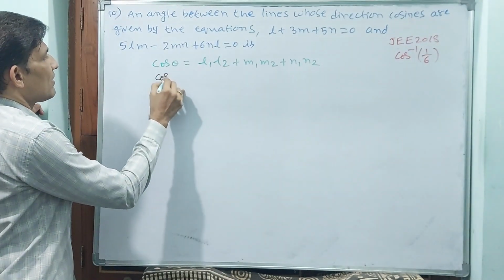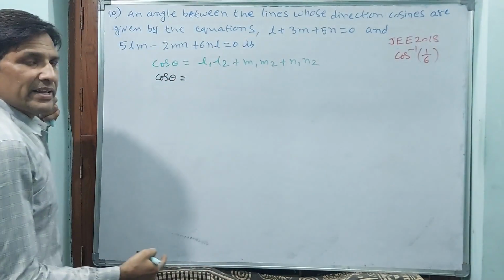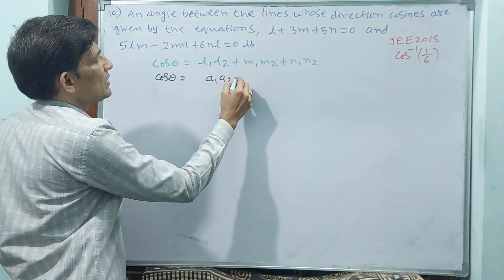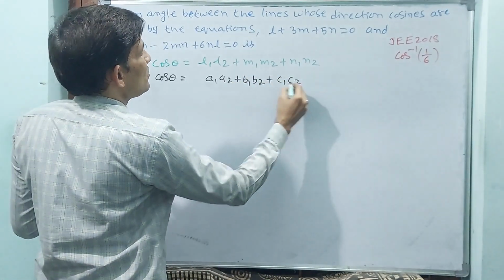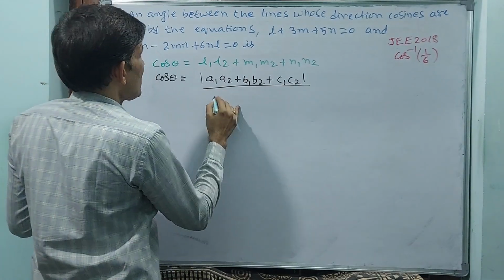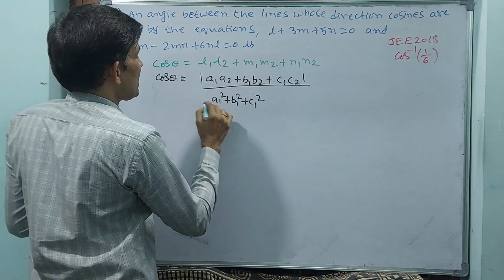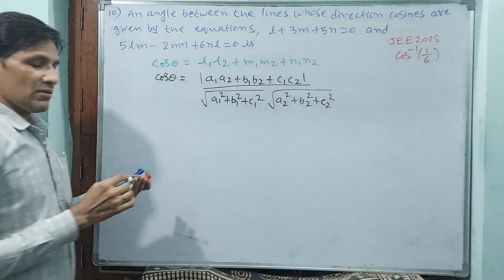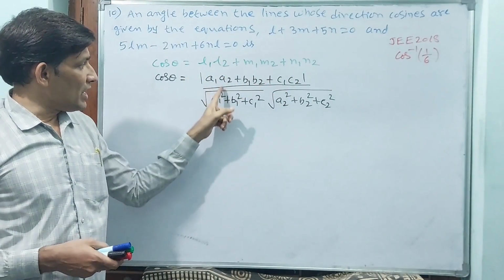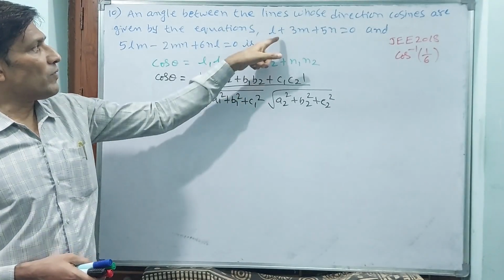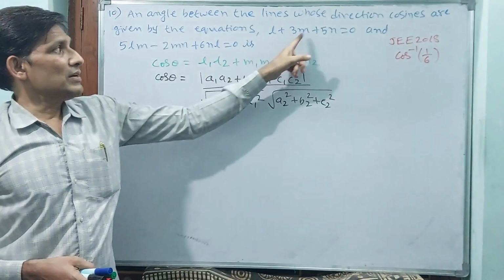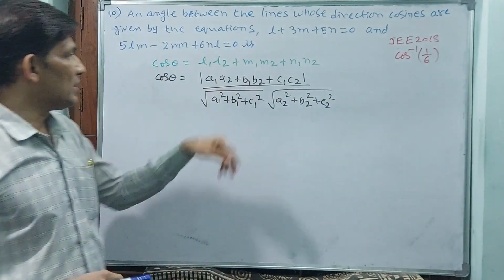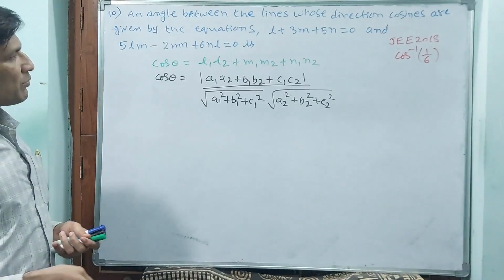This formula is cos theta is equal to, finally theta is equal to cos inverse, you can find the angle. Cos theta is equal to modulus of a1 a2 + b1 b2 + c1 c2, divided by under root of a1 square + b1 square + c1 square, times under root of a2 square + b2 square + c2 square. Here a, b, c are direction ratios, not direction cosines. That means you have to find direction ratios from these two equations. a1, b1, c1, a2, b2, c2 will come. If you apply this formula, you get cos theta, and theta is equal to cos inverse afterwards. Now how to find this, let us proceed.